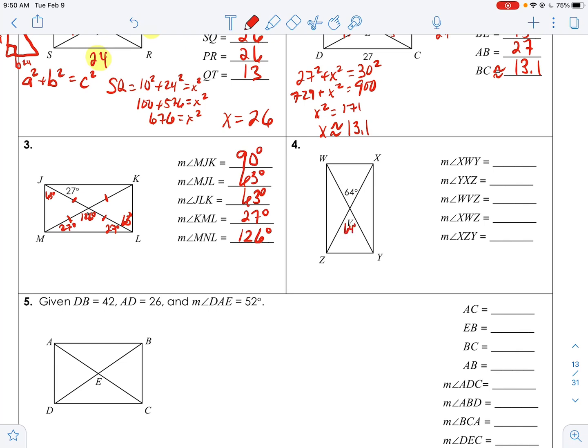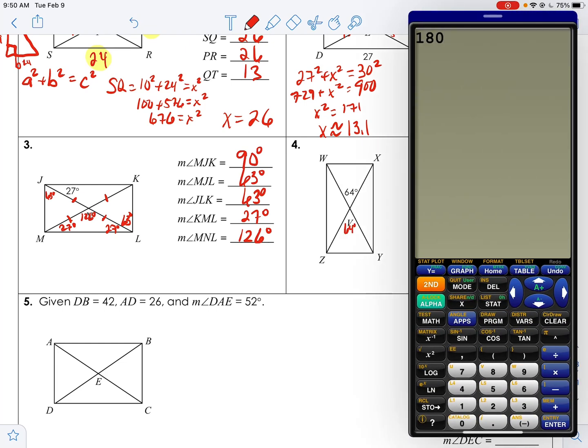All right, well, we know this is 64. And we know that 180 minus 64 is 116. Those are 116s. Now, we know that part. If we divide it by 2, these have to be 58. And that means that these have to be 32s. Mr. Maggie, how do you know they're 32s? Well, the supplement of 116 is 64, and half of that is 32.